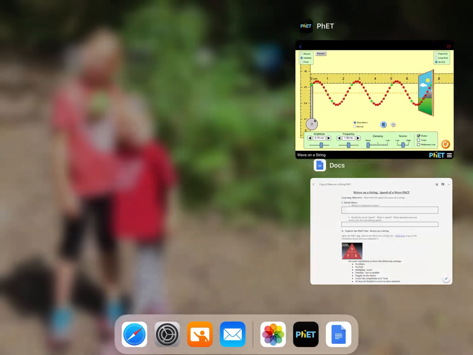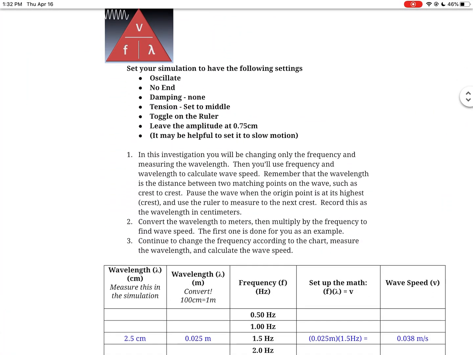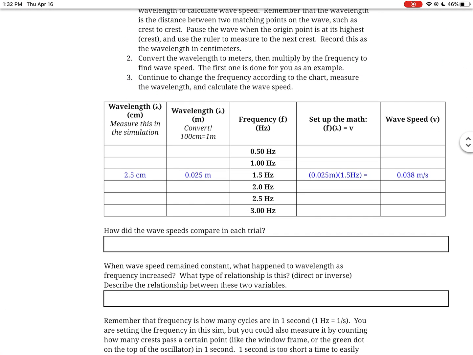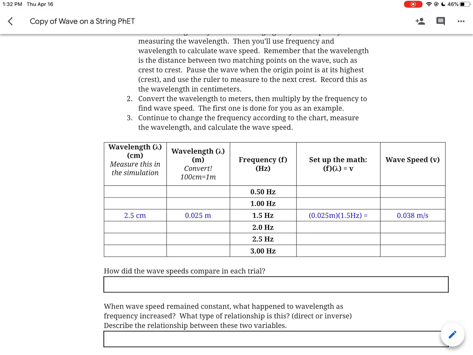So let's take a look again at the sheet. We've changed all those settings. What you're doing first here is setting the frequency at a certain frequency, measuring the wavelength, and then using that to calculate the wave speed. The middle one is done, and that's the one we're going to look at as an example. So at 1.5 hertz, we want to measure the wavelength in centimeters, convert it to meters, and then calculate the wave speed, multiplying the wavelength and the frequency. So let's take a look at that.